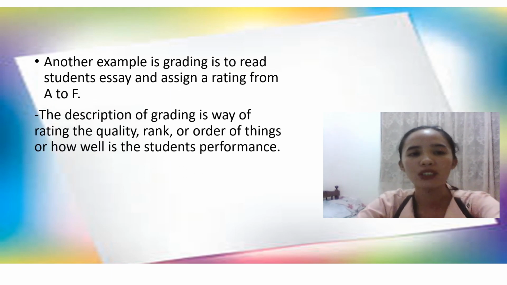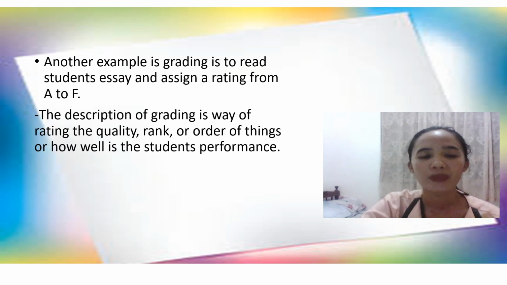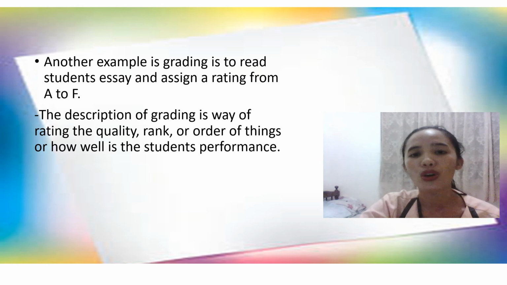Another example is for the criterion reference grading. Grading is to read a student essay and assign a rating from A to F. The description of grading is a way of rating the quality, rank, or order of things, or how well is the student's performance. Criterion reference is based on the criteria or the standards that are made by teachers to grade the student performance.